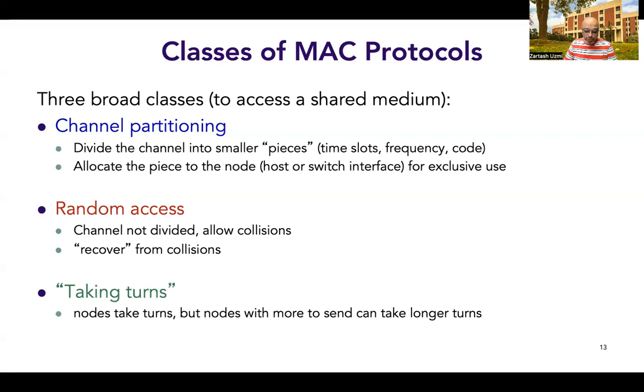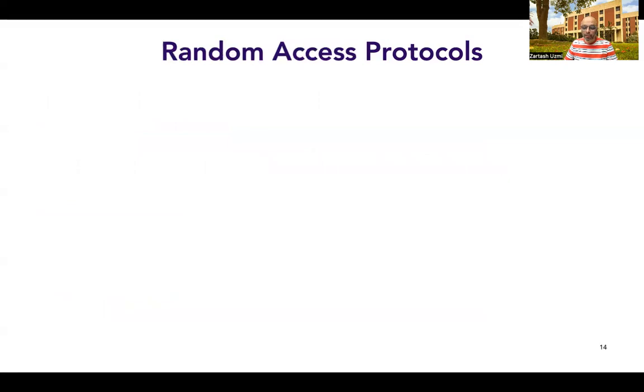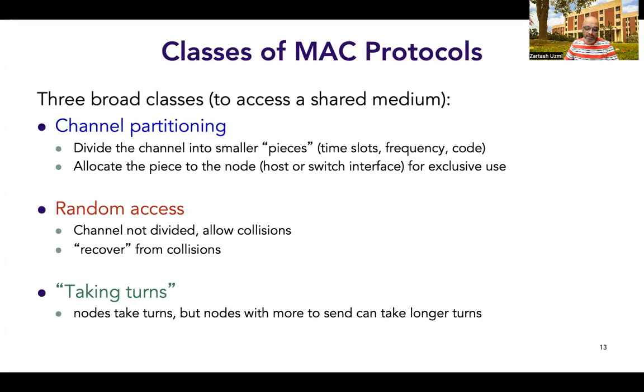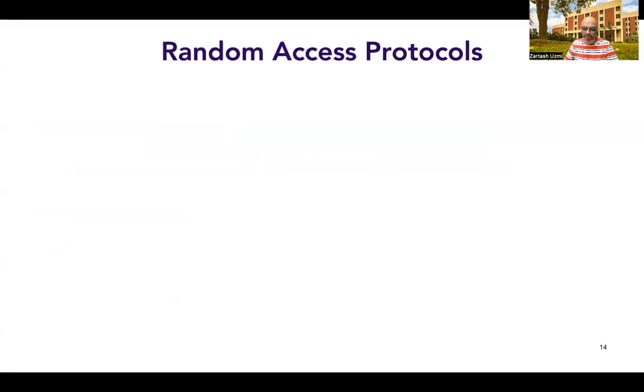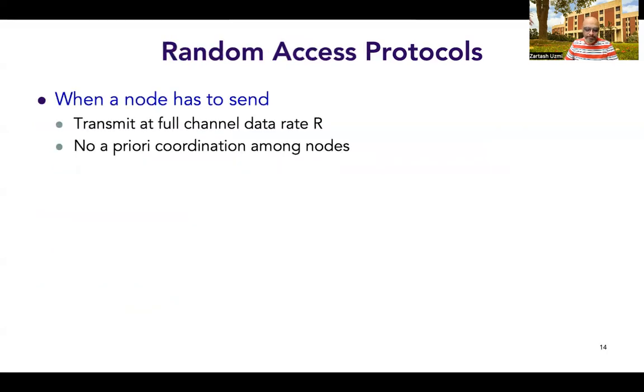Or you can also have a taking turns type of protocol. So in this case, what you would like to do is maybe something like a token ring kind of protocol. In a ring, there is a token circling around. Whoever has that token will be able to transmit. Others might not be able to transmit. Okay. We are only going to talk about the random access protocols, not channel partitioning or taking turns protocols. We will skip those.